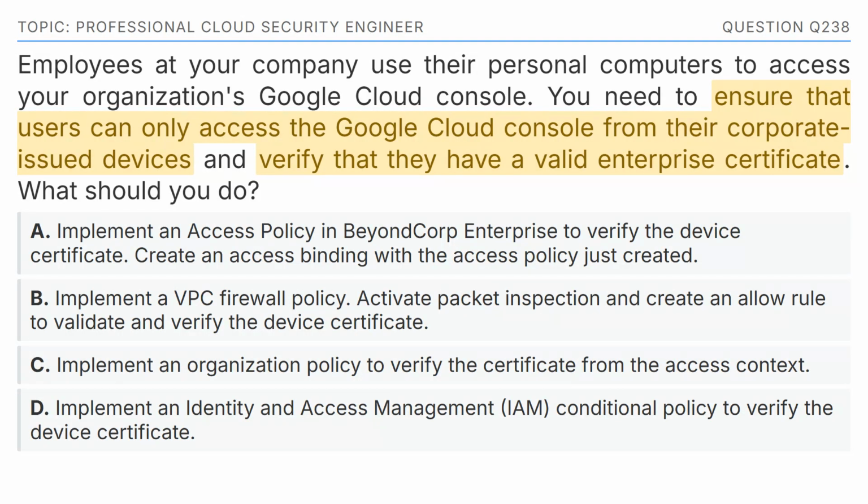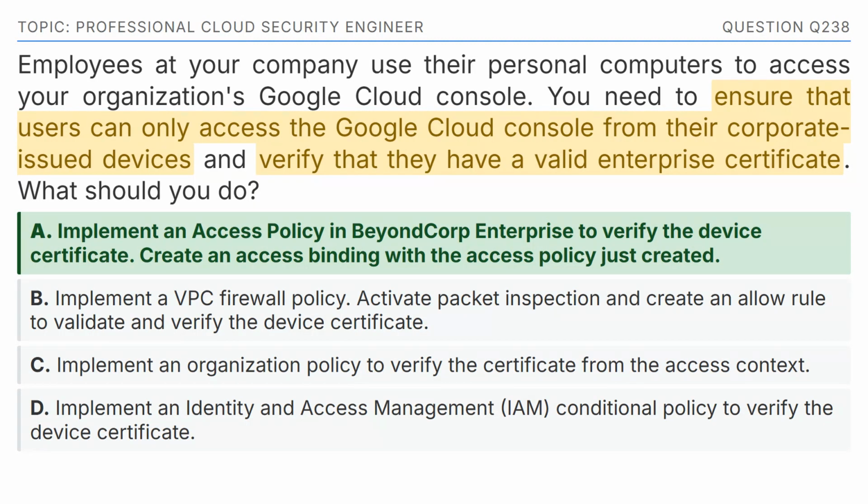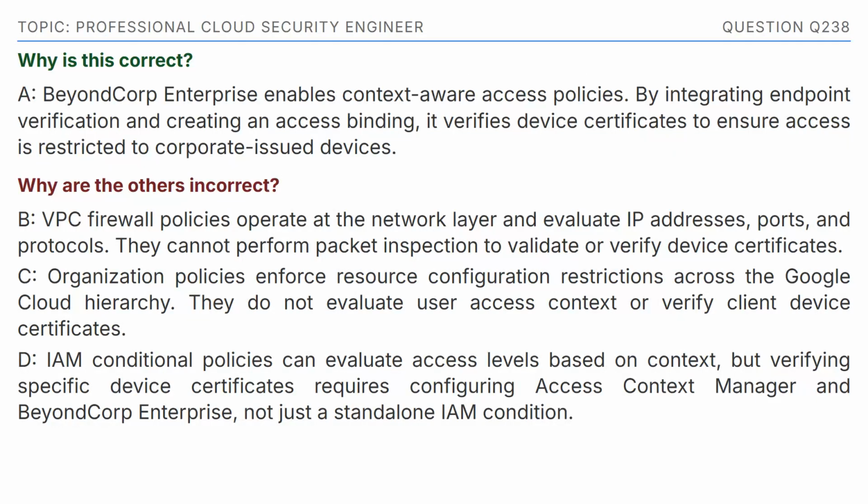To arrive at the correct answer, we focus on the keywords: ensure that users can only access the Google Cloud Console from their corporate-issued devices, verify that they have a valid enterprise certificate. The correct answer is option A. Implement an access policy in BeyondCorp Enterprise to verify the device certificate. Create an access binding with the access policy just created. Why is this correct? A. BeyondCorp Enterprise enables context-aware access policies. By integrating endpoint verification and creating an access binding, it verifies device certificates to ensure access is restricted to corporate-issued devices. Why are the others incorrect?